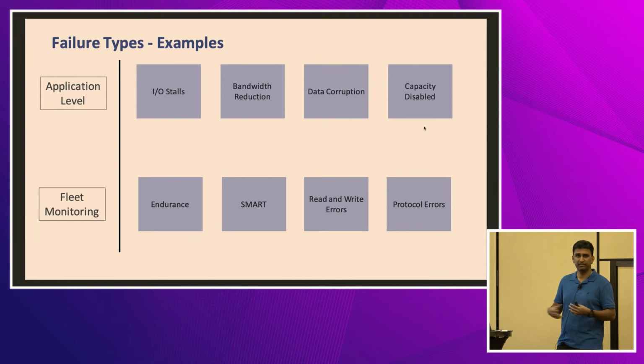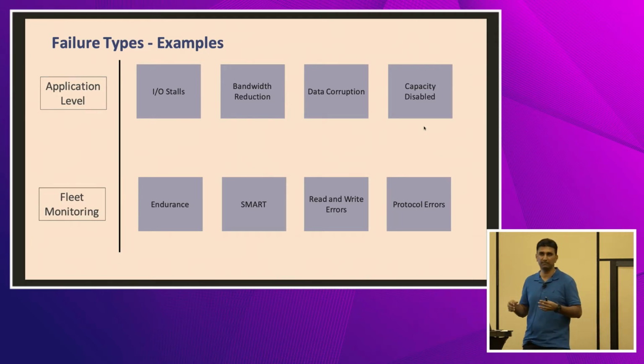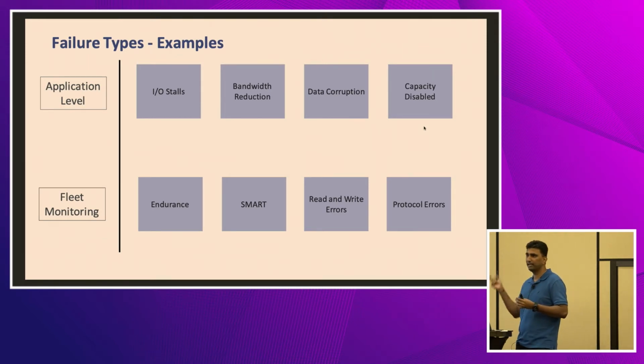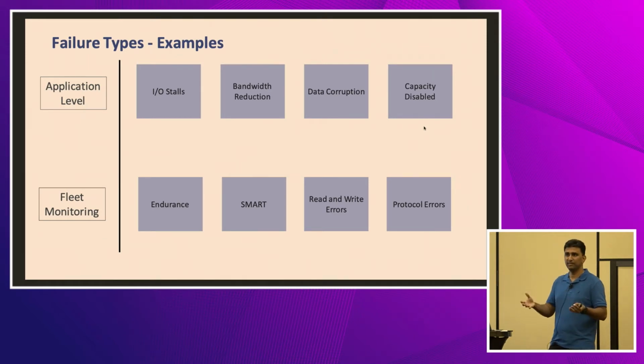SMART problems. There are very few problems which SMART can help with, but it can. There are some types of ECC errors, or it could be the link getting degraded. Those are types of events which we can find through SMART. Read and write errors. So I talked about some of the dmesg logs which we capture.